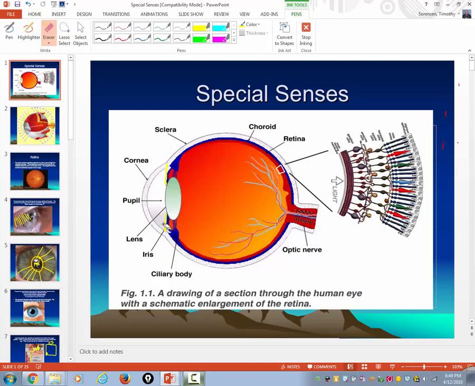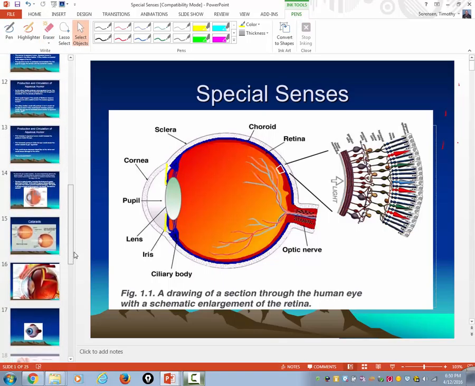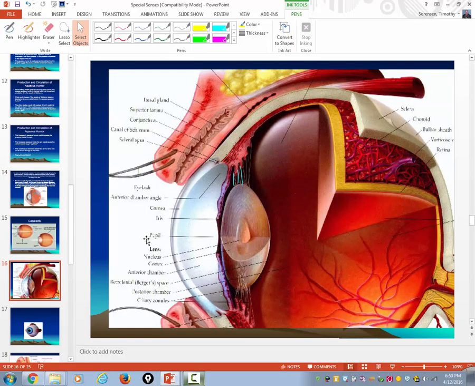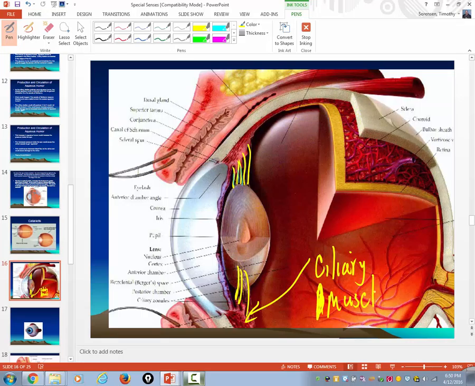So in order for you to accommodate, you can look at something close and then look at something far away and immediately accommodate so that your vision is clear. The lens is connected to muscle. Watch it. I'm going to give you a better view of this. If you look here, you have the lens and you have these concentric rings of clear protein. And then you have these suspensory ligaments that suspend the lens in back of the pupil. So there are muscles that the suspensory ligaments are connected to, and those muscles are called ciliary muscles.